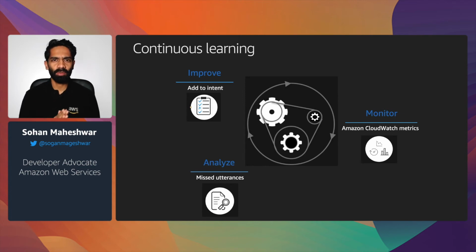You can also use CloudWatch to monitor your metrics. So, you can get really good metrics about how people are using your bot, when they're using it, what the intents are that are being hit the most, what the responses are that you're getting the most, and so on. And another thing you can also do is manually look at the utterances that were missed.